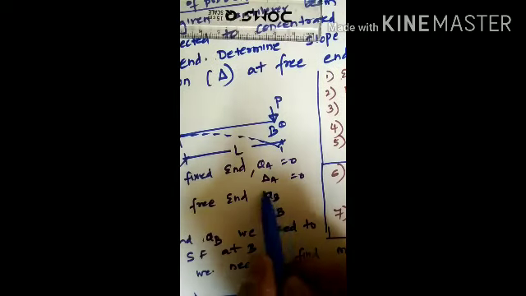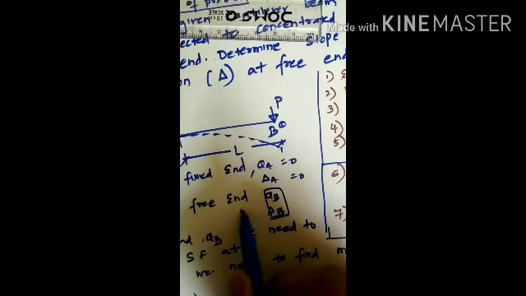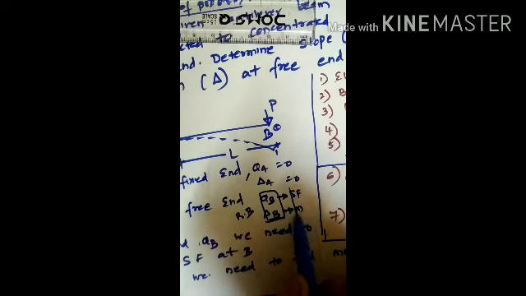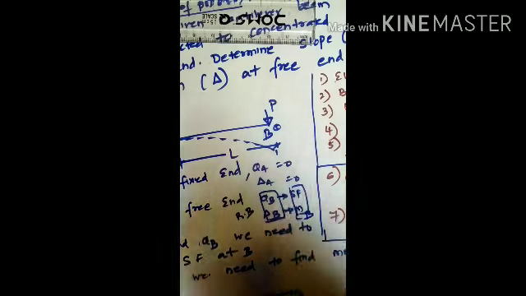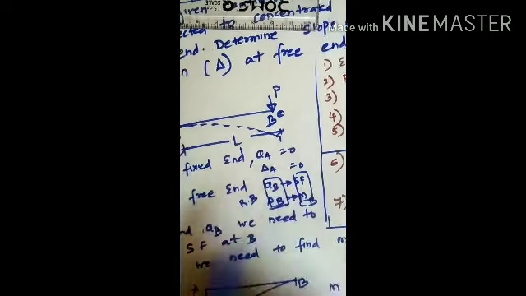What are these? These are the parameters pertaining to the real beam. Now how to calculate them? To calculate slope, we are going to calculate shear force. To calculate deflection, we are going to calculate moment. Where? On the conjugate beam. So to find slope, we need to calculate shear force, and to find deflection, we need to calculate moment, which should be on the conjugate beam.